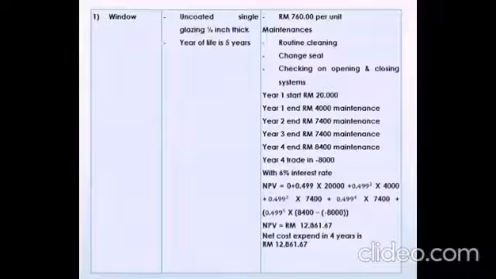So with a 6% interest rate, the NPV calculated, the total NPV cost expended over 4 years of windows is 12,861 ringgit and 67 cents. Okay, so we go into the discussion.